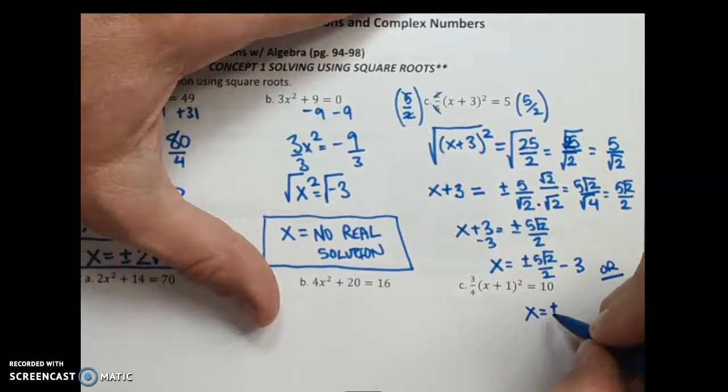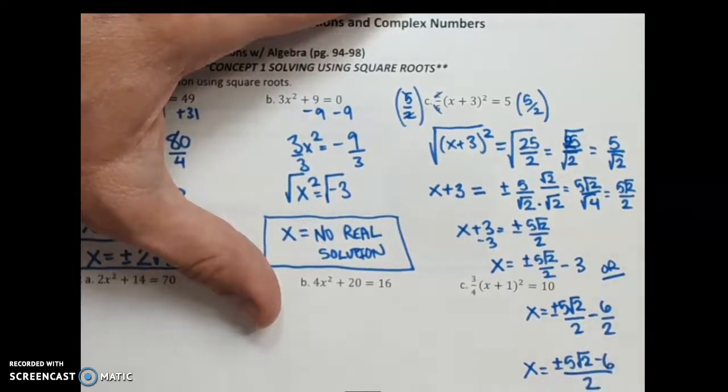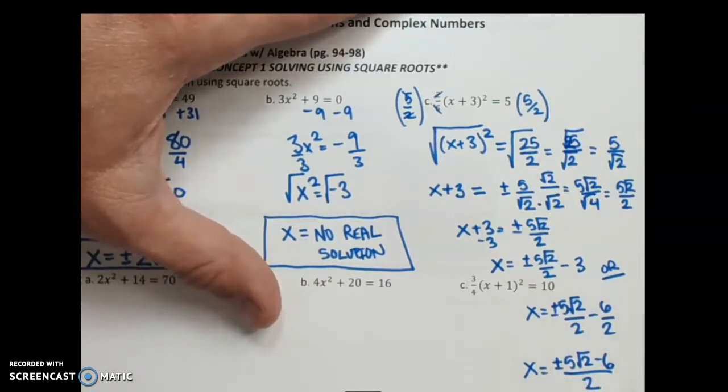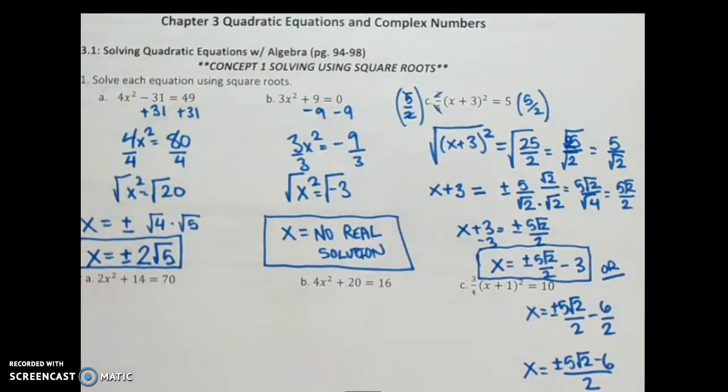If you had x equals positive and negative 5 root 2 over 2 minus 6 halves, then I could simplify that to x equals positive and negative 5 root 2 minus 6 all over 2. But I'm not totally sure that this is simpler than this. That's really the idea when you want to make it simplest form, which is better. I kind of believe this one is. Just depends on who you ask, maybe, for some of them.